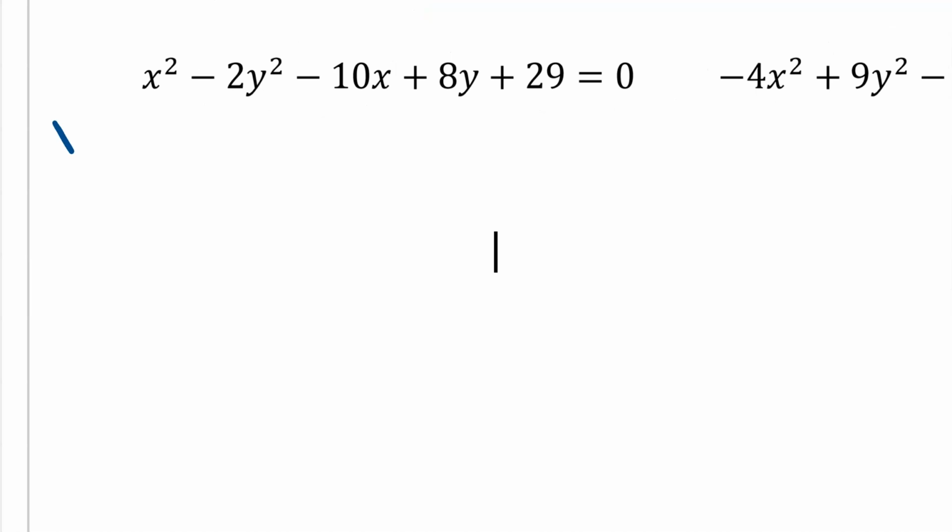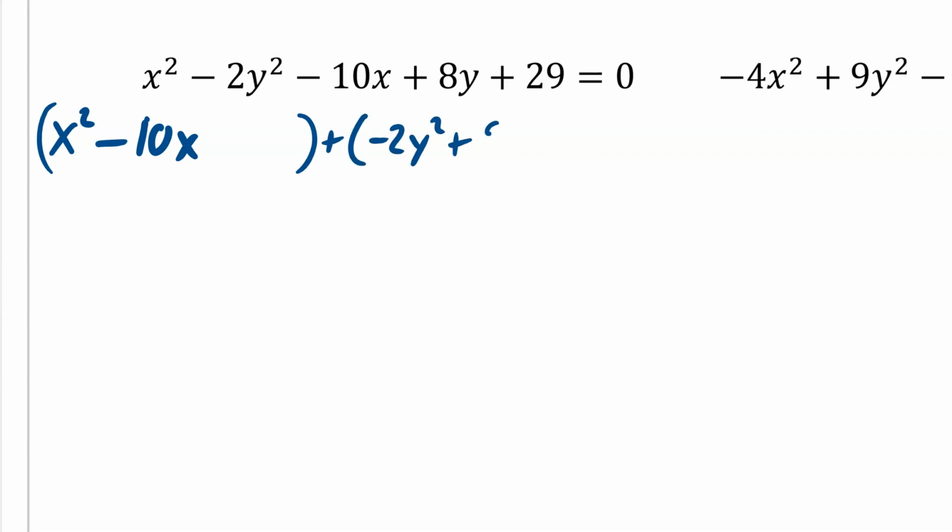So we're going to first sort it, so x squared minus 10x, and then we put plus, and we do the negative 2y squared plus 8y, space, and then equals negative 29. And then this way it's all set up. Always double check your signs. So minus 10 plus 8 minus 2. Everything looks good. There's nothing to factor out on the first one, so we just rewrite it.